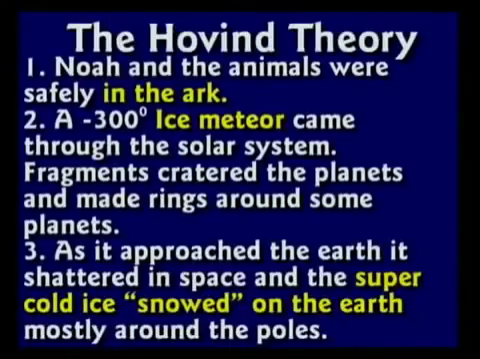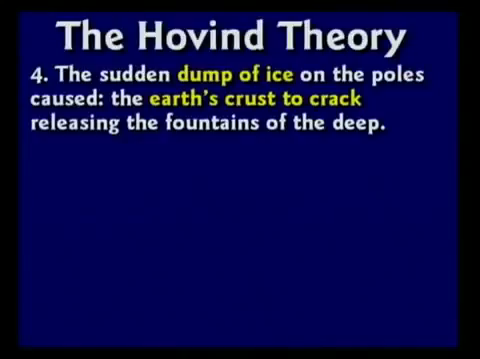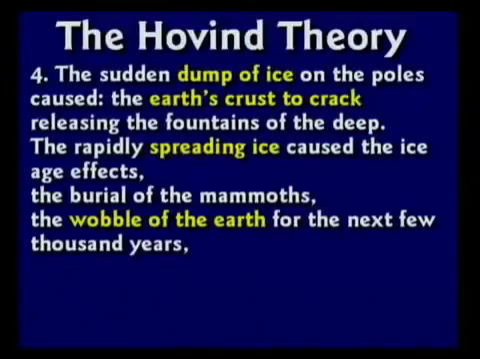Point 3, as it approached the Earth, it shattered in space. Super cold snow and ice rained down around the poles, mostly around the North and South Pole. Then this sudden dump of ice caused the Earth's crust to crack, which released the fountains of the deep. The rapid spreading of the ice caused all the Ice Age effects, carved out the Great Lakes, made all the drumlins and terminal moraines, and we'll talk about that in a minute. It buried the mammoths in super cold snow, 300 to 400 below zero, so they suffocated, standing up, and froze in 3 to 5 hours.